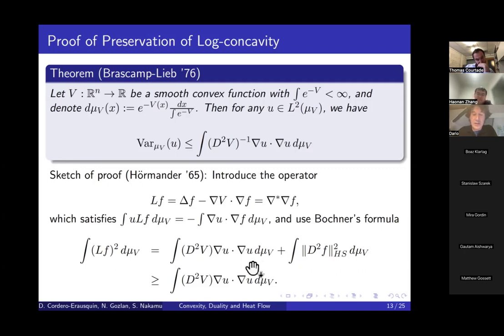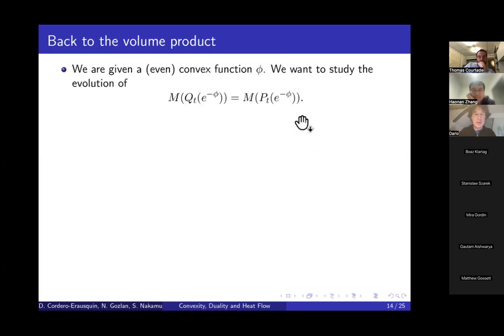And of course, this is bigger if you just drop this Hilbert-Schmidt norm. You end up only with the Hessian of V applied to grad F, and somehow this is just the dual, right, in L2 with respect to this operator L. This is just somehow the dual form of this inequality. Okay, so these are somehow classical results. So let us go back to our problem.